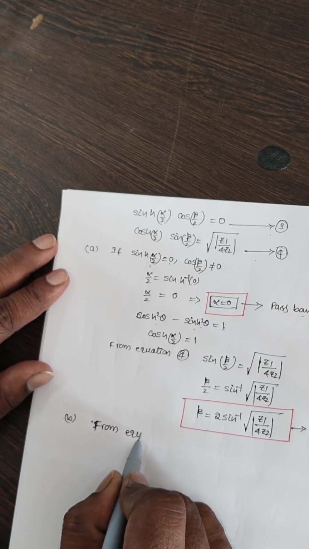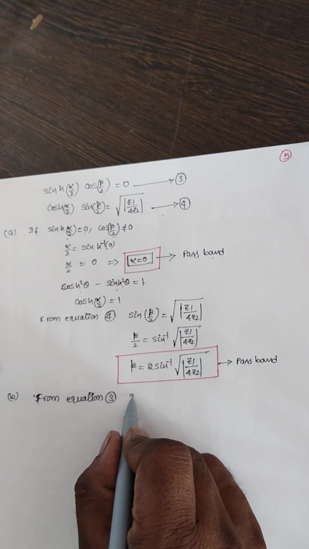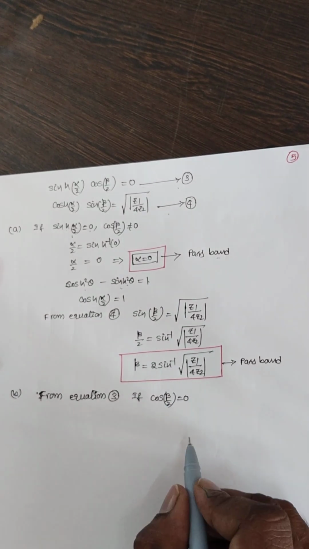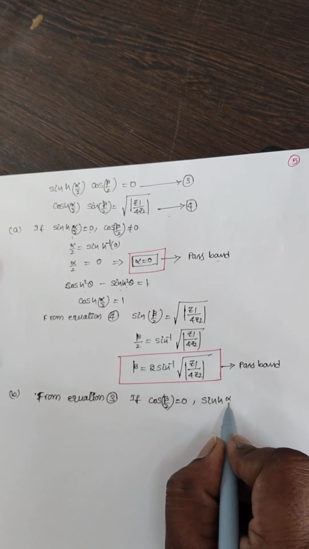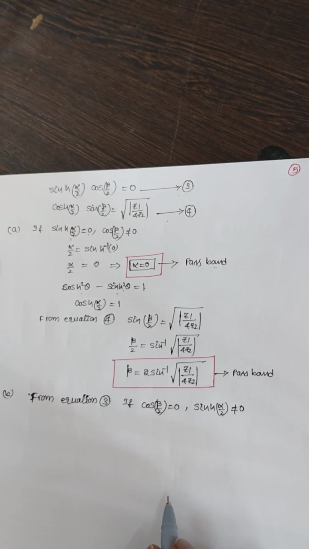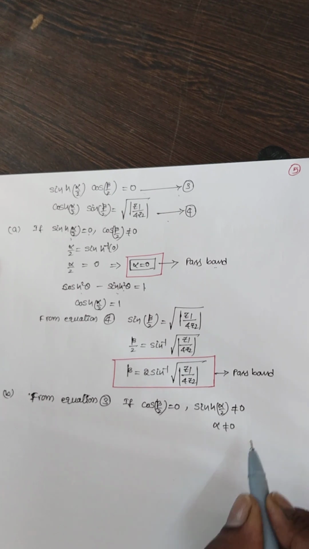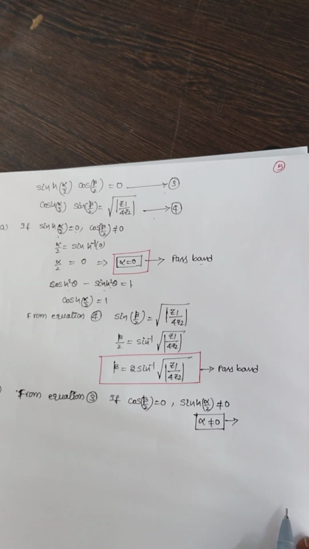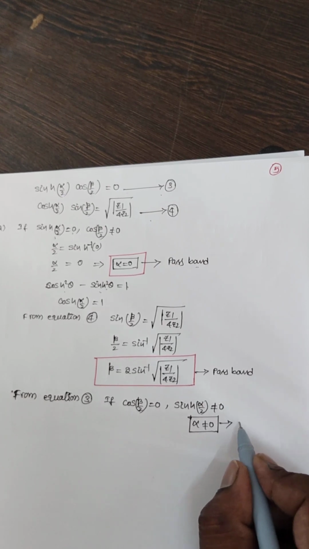Next, in case number B, from equation 3, if cos(β/2) is equal to 0, what is sinh(α/2)? It is not equal to 0. That means α is not equal to 0, which means there is an attenuation. α is not equal to 0 means it is a stop band, or attenuation band, or band eliminating band. So it is stop band.